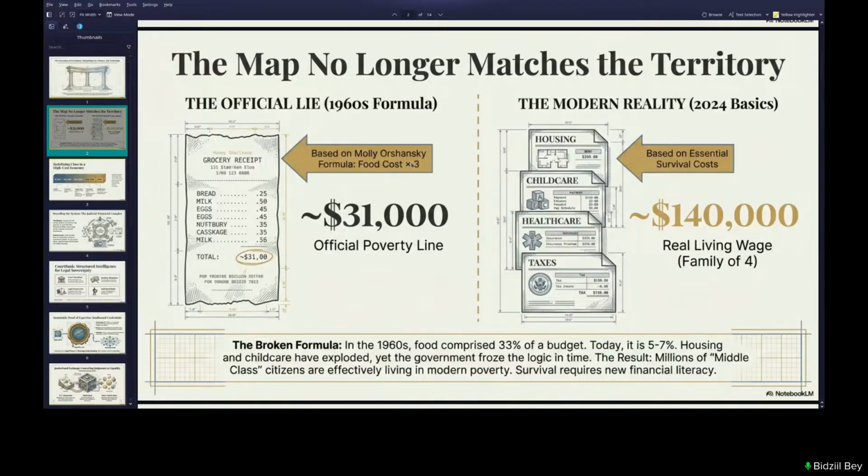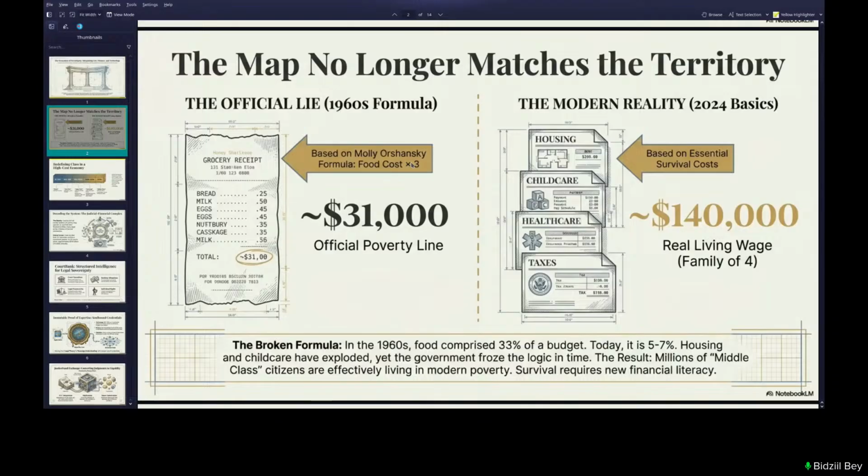Okay, let's break down the math behind Green's argument and how we move from 31,000 to 140,000. He uses two clear logical steps to demonstrate the absurdity of the $31,000 figure and arrive at the modern threshold. And method one is the ratio update, right? Applying the original Orshansky logic to today's spending ratios.